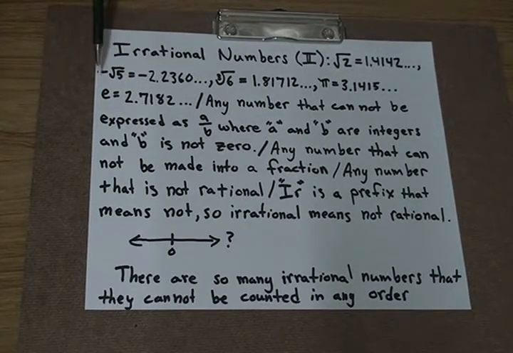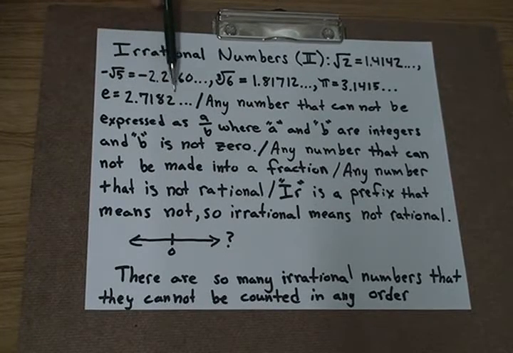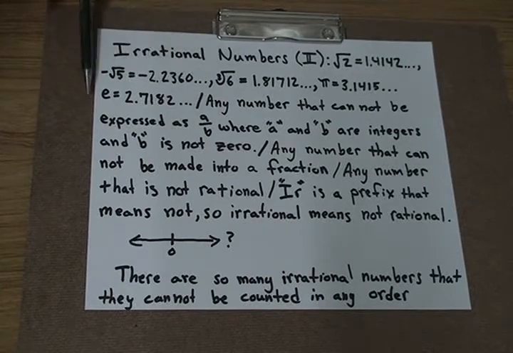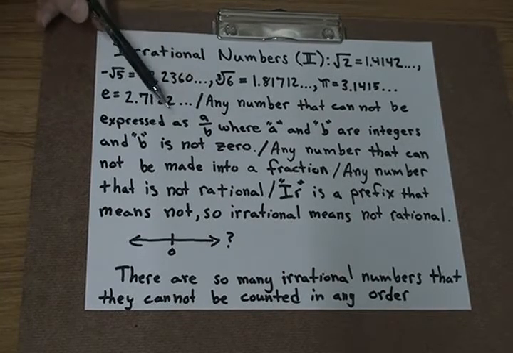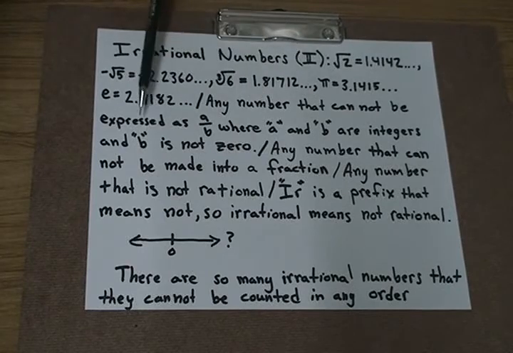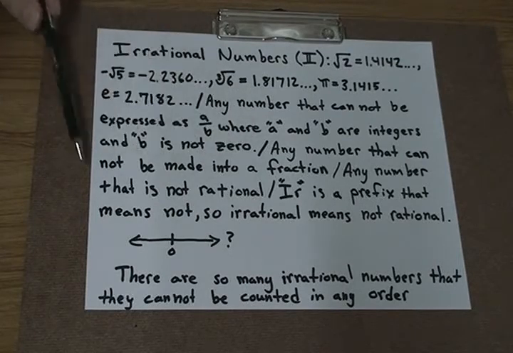There's another number called e that's also very important in math. That's 2.7182, and this number varies going on forever. To help students remember, it's any number that cannot be expressed as a fraction, or that cannot be expressed as a over b, where a and b are integers and b is not 0. But the easiest way to remember it is any number that cannot be made into a fraction.